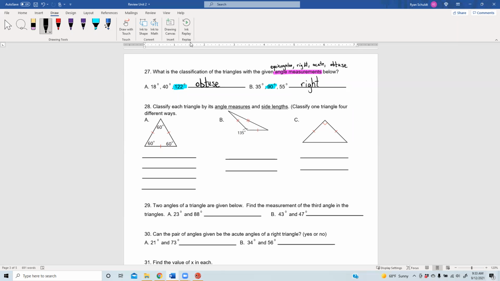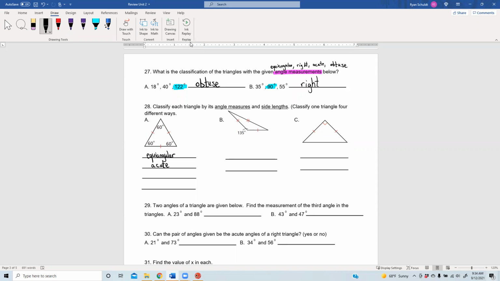28 says to classify the triangle by its angle measures and side lengths. Now, one of these triangles can go 4 ways, so we've got to make sure we do all 4. Let's do angle measures first. So if I look at A, they're all 60 degrees. So this is going to be equiangular. But if it's equiangular, it also has to be acute.